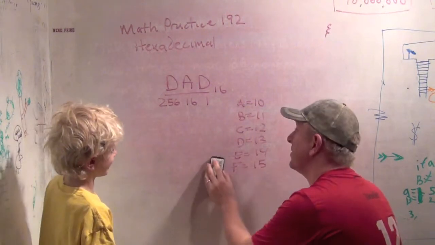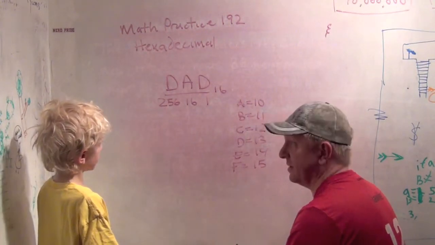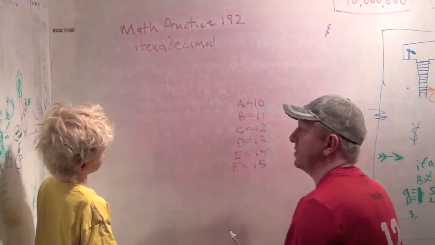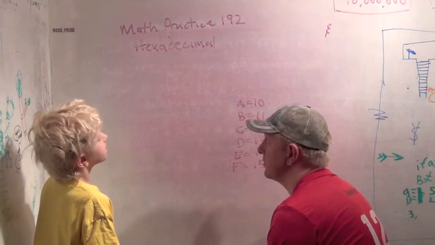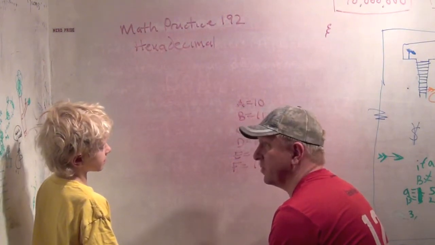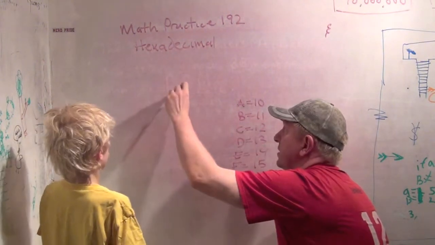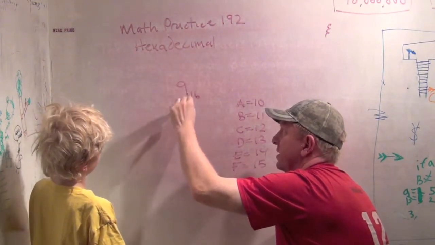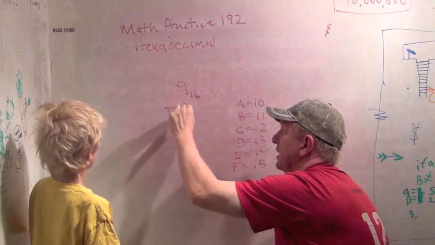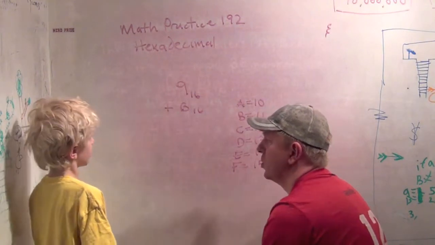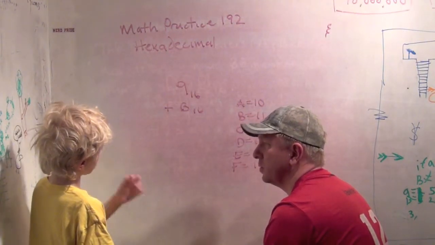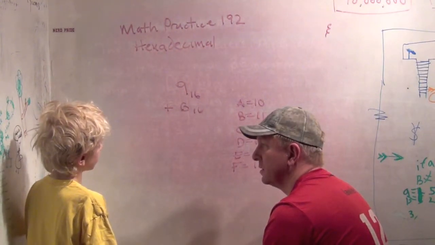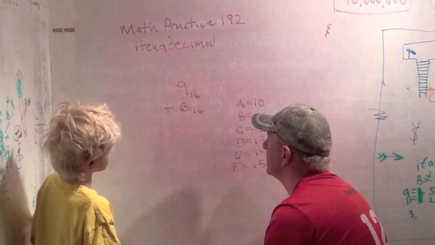Okay, so let's talk about how we add in base 16. Let's do a 2-digit number first. Or maybe actually just a 1-digit number. Let's do 9 in base 16 plus B in base 16. B's 11. So it's 9 plus 11. Actually, wait, we have to see what the digits are.